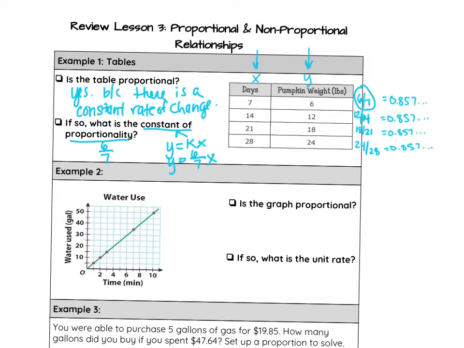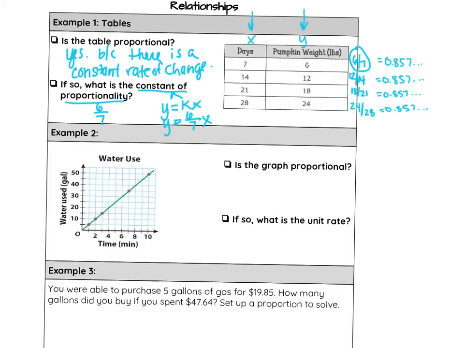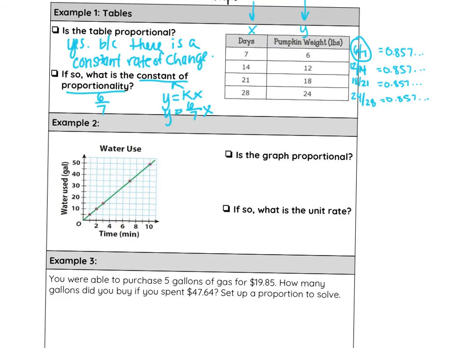All right, example 2 is a graph. We don't really have to do much for a graph other than if it's proportional, we have to find the unit rate. So hopefully you're thinking, I know that this graph is proportional, or I know this graph is not proportional, because of 2 features. In order for the graph to be proportional, it has to be a straight line and start at the origin.